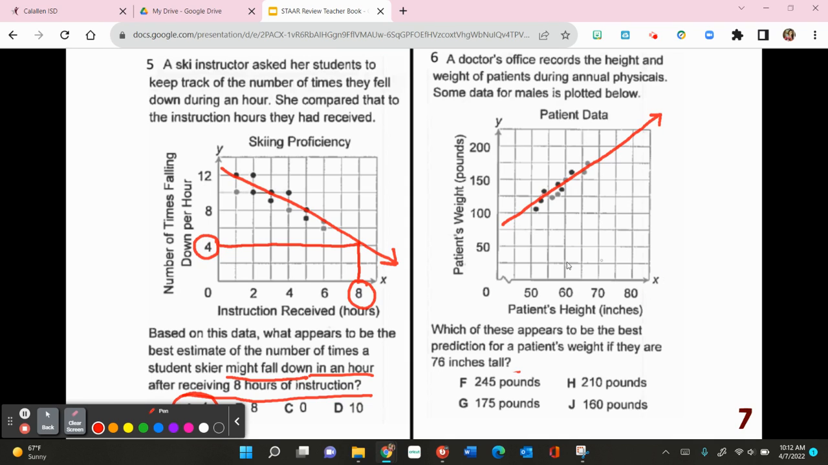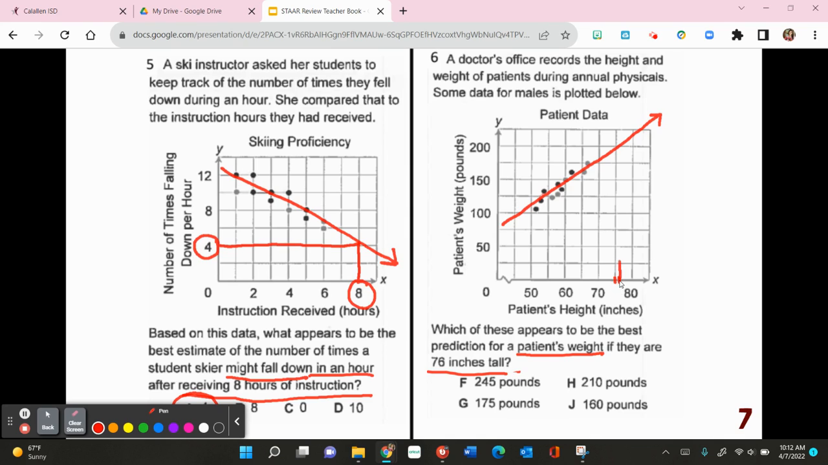On the X variable, I have the patient's height, and for my Y variable, I have the patient's weight. So I see as the patient's height increases, the patient's weight also increases. So this would be a positive association. So I'm looking for the patient's weight if they are 76 inches tall. So here I see that this is about 75. So this would be about 76, slightly to the right of this.